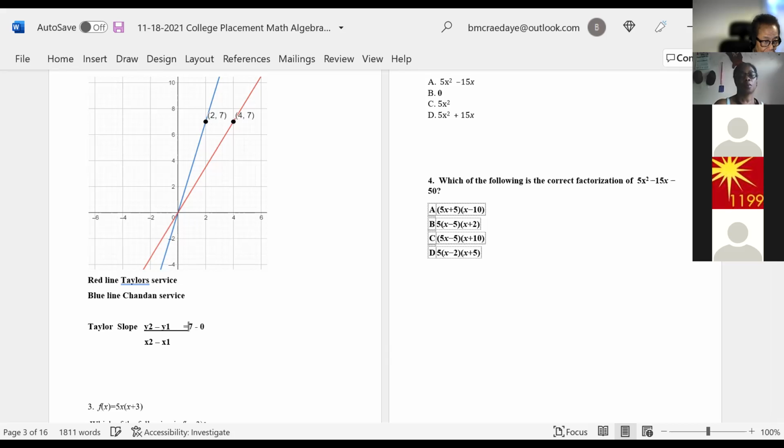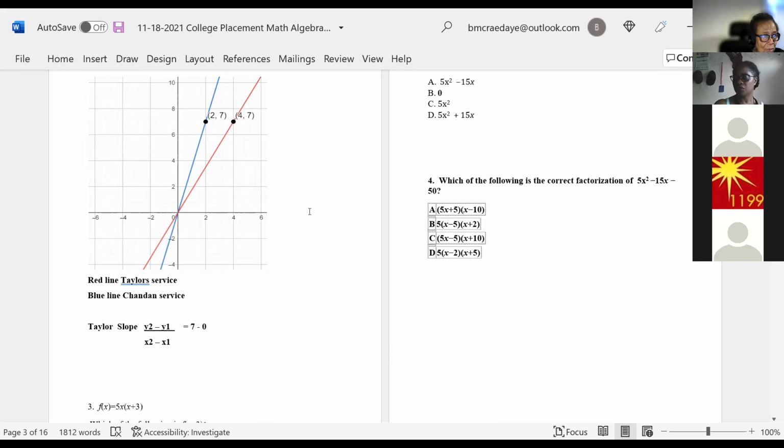How did you get 0, Miss Barbara? Remember, I need 2 points. So I have 1 here where X is 4 and Y is 7, and I have another point right here where X is 0 and Y is 0. But when you do Y2 minus Y1 over X2 minus X1, you do 7, because it can be a positive 7 and a negative 7, so you get 0.